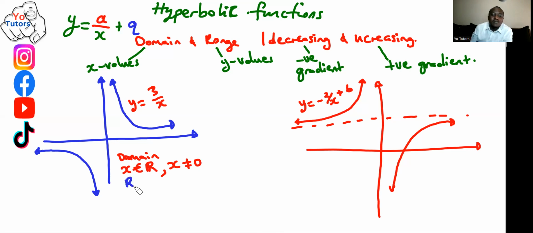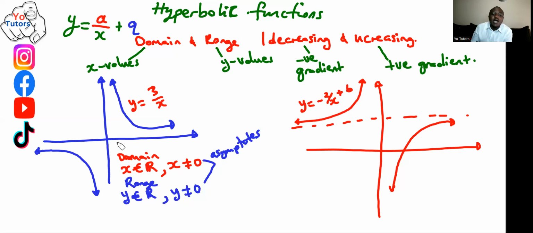Now, what about the range? Range is again y element of real numbers, but y must not be equal to 0. Are we understanding each other here? Y must not be equal to 0. Yes, it can occupy all the values of y, but y cannot be equal to 0. Why? Because these two are our asymptotes.